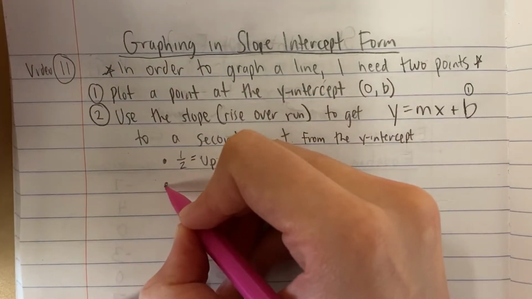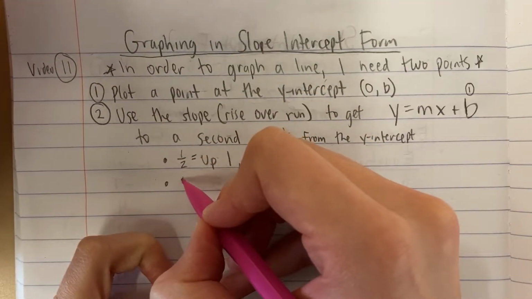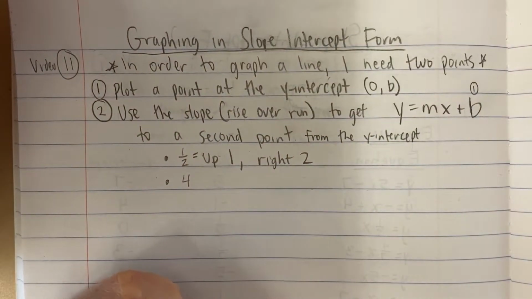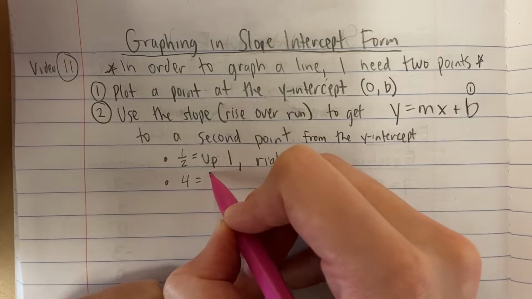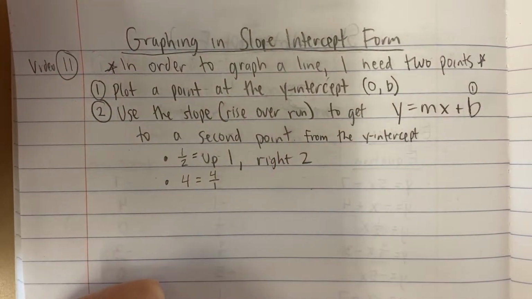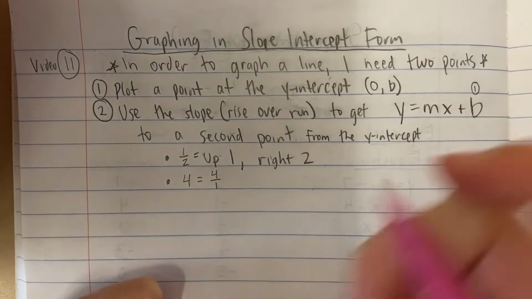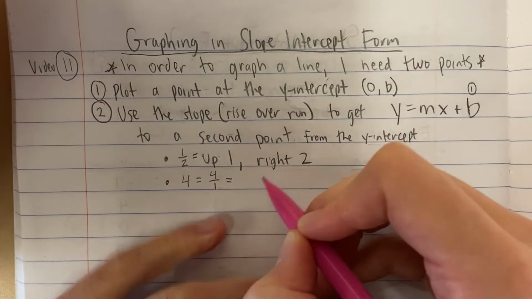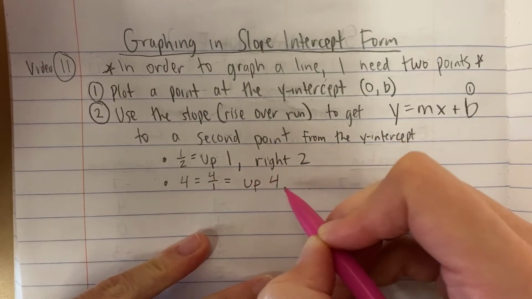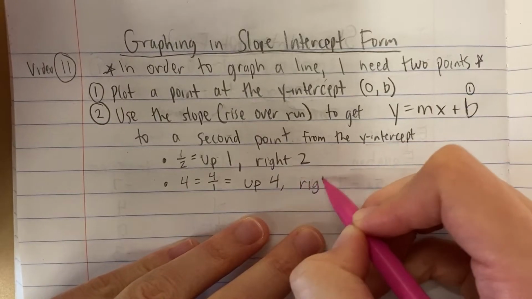Okay? What if the slope was 4? You have to make this into a fraction. Okay? That fraction is 4 over 1. Right? 4 is the same as 4 over 1. So if my slope is 4, that's the same as 4 over 1, and that means I'm going to go up 4, right 1.